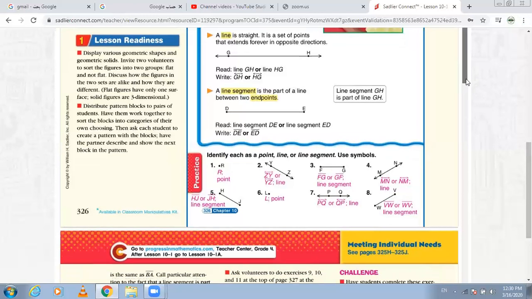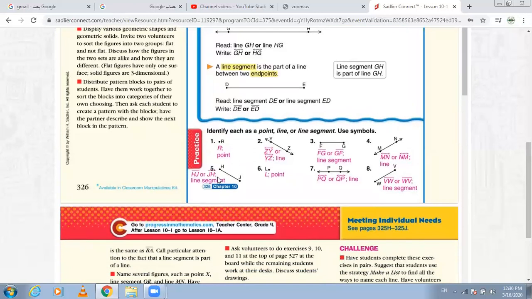Now we are in question number 5. I don't have any arrows here, so that means we have line segment, okay, with two end points. How can I name this segment? You have to tell me H, J, or J, H. Don't forget to draw a line above the letters without arrows, because this is line segment.